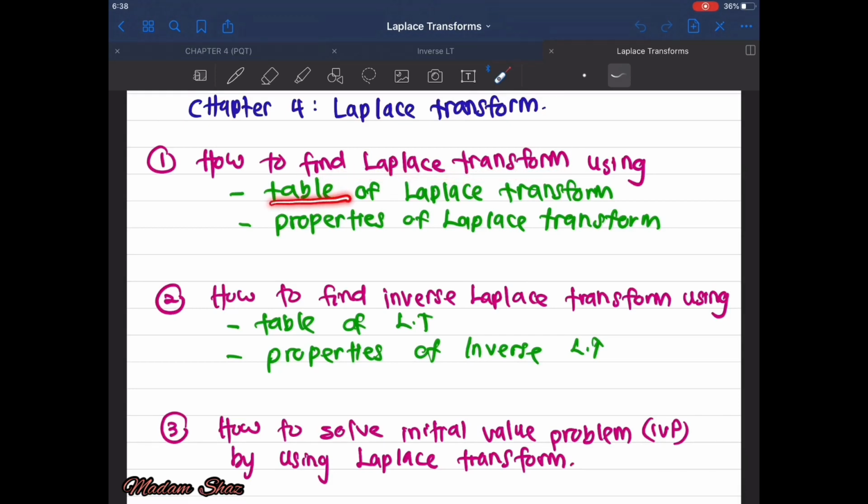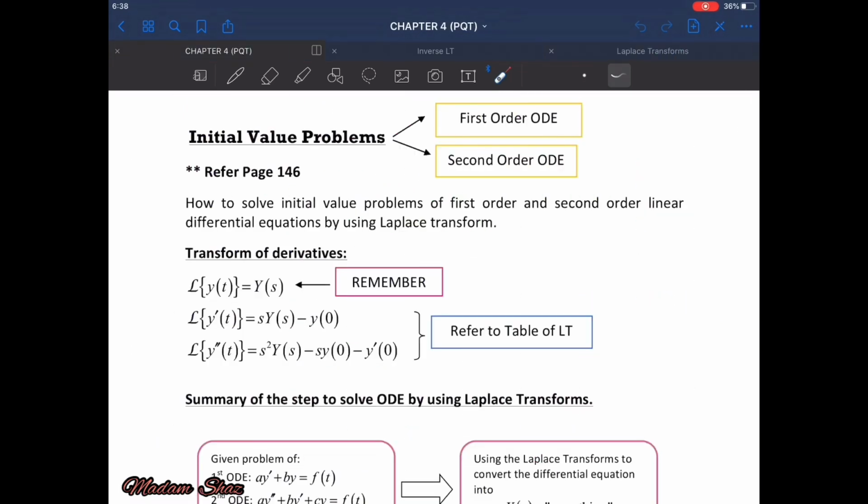For the previous lesson, you have learned how to find the Laplace transform by using the table of the Laplace transform and by using the properties of the Laplace transform. And then you also have learned how to find the inverse Laplace transform by using the table and also by using the properties of inverse Laplace transform. So today, for the last subtopic, you will learn how to solve initial value problem by using Laplace transform.